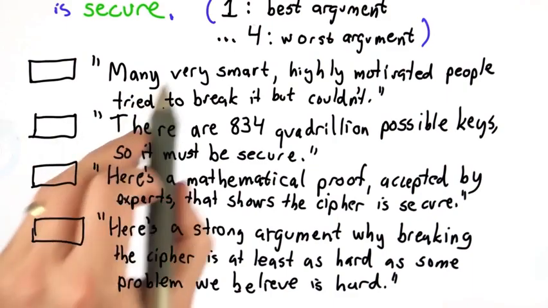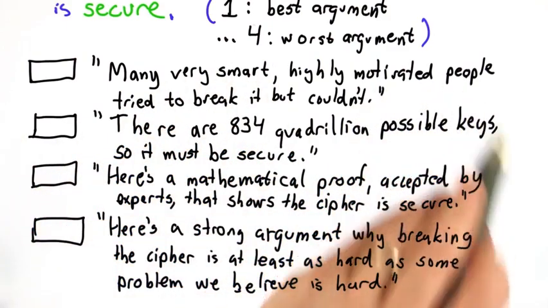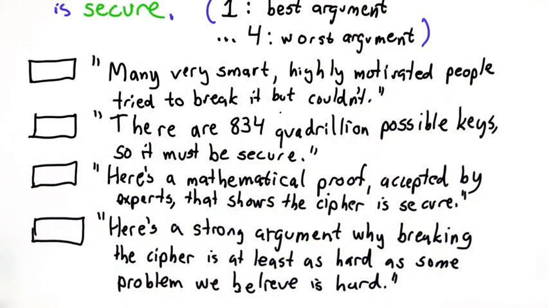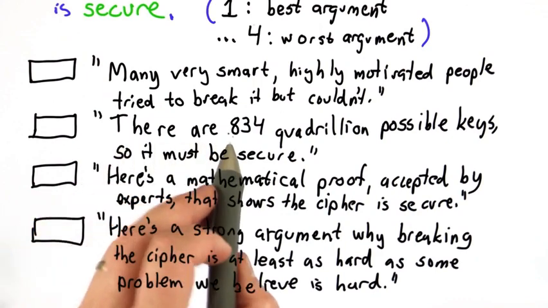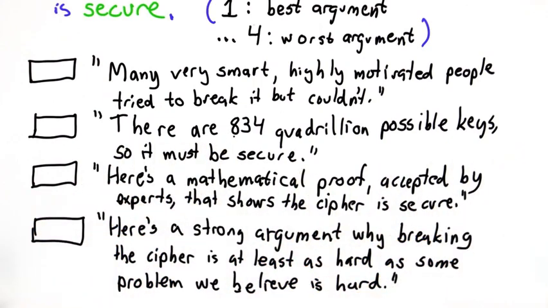The choices are: many very smart people were highly motivated to break the cipher, but were not able to. That means it must be secure. The second choice, there are 834 quadrillion possible keys, so it must be secure. The third choice, here's the mathematical proof that's been accepted by experts that shows the cipher is secure. The fourth choice, here's a strong argument why breaking the cipher is at least as hard as some problem we already believe is hard. This is a bit of an unfair question, since we haven't talked about this yet, but I think it's useful for you to think about it on your own before I talk about it. So see if you can figure out which of these arguments are most effective.